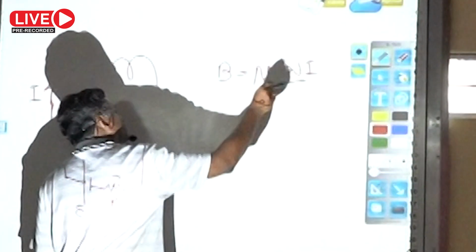B equal to mu naught N I by L, and L is the length of this coil. Okay, so any coil can be considered as a solenoid. So in this setup, if the current is constant, the magnetic field developed inside is B, and that is mu naught capital N by L into I.